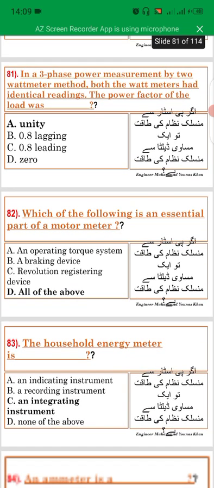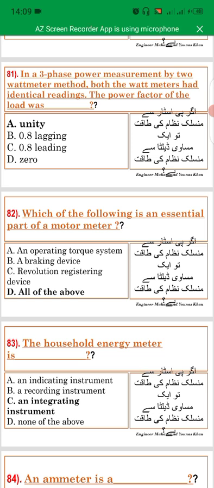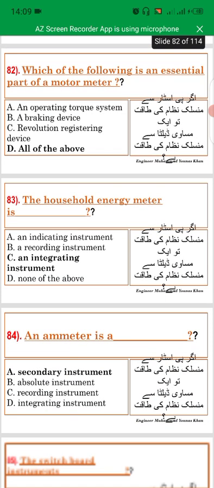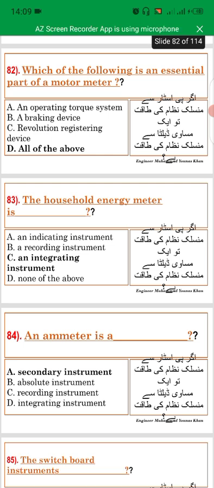In a three-phase power measurement by 2 wattmeter method, both the wattmeters had identical readings. The power factor of the load was unity. Which of the following is an essential part of a motor meter? An operating torque system, a braking device, a revolution registering device, all of the above.